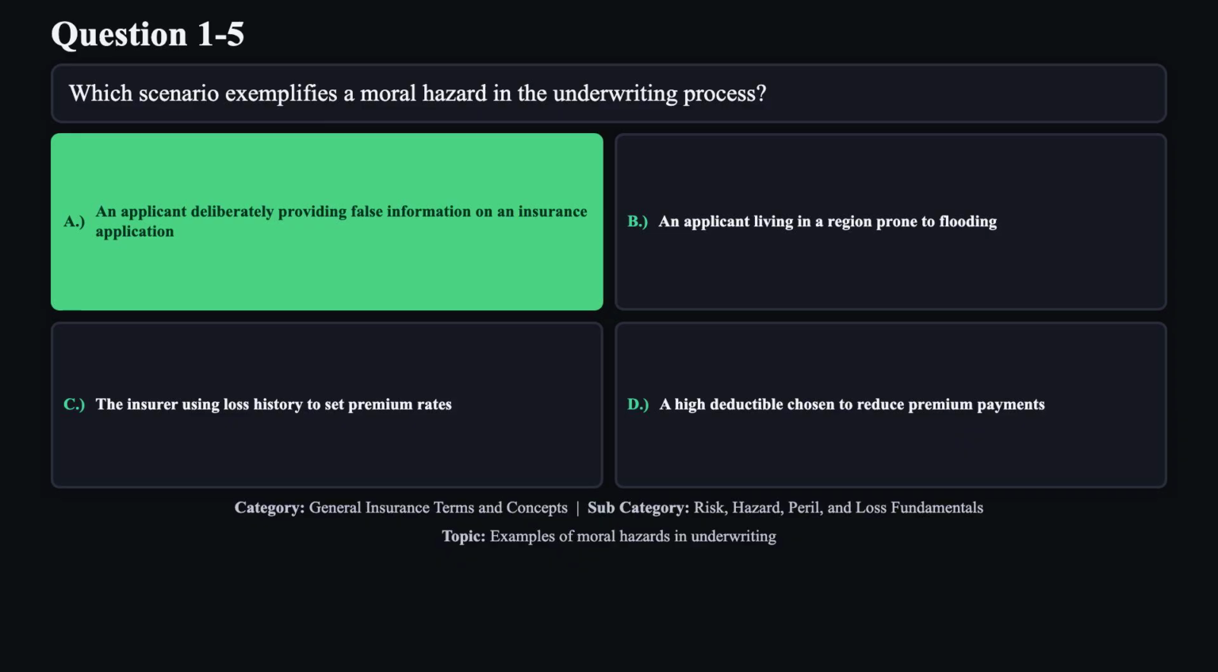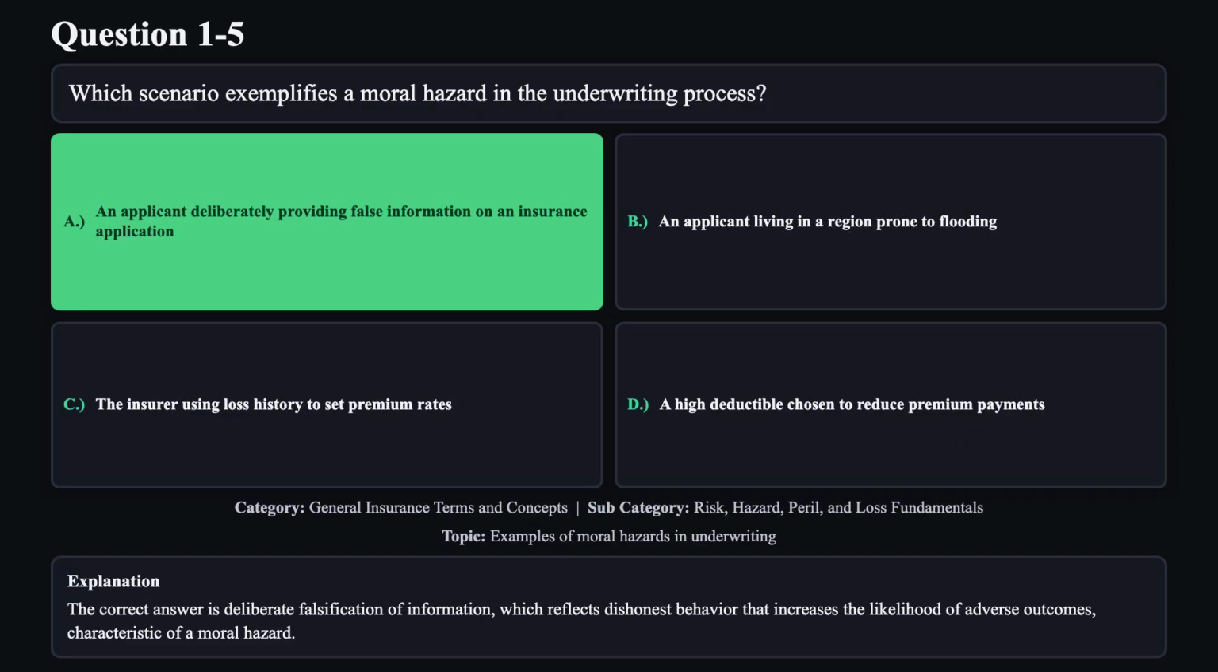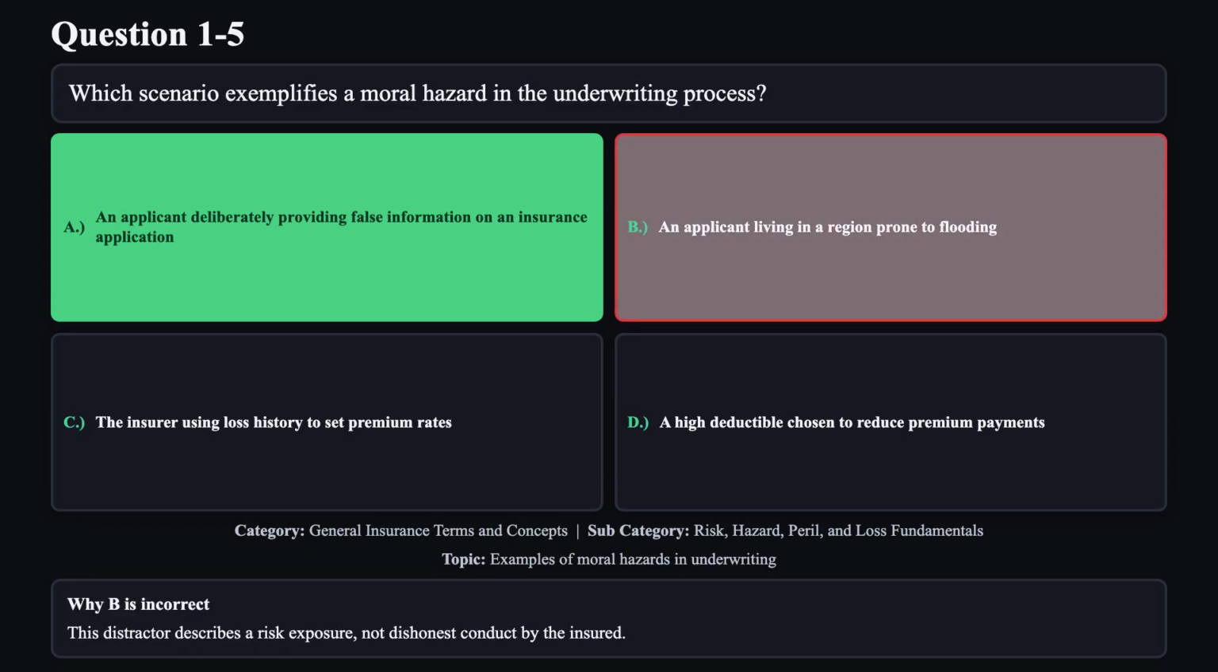The correct answer is A. The correct answer is deliberate falsification of information, which reflects dishonest behavior that increases the likelihood of adverse outcomes, characteristic of a moral hazard.